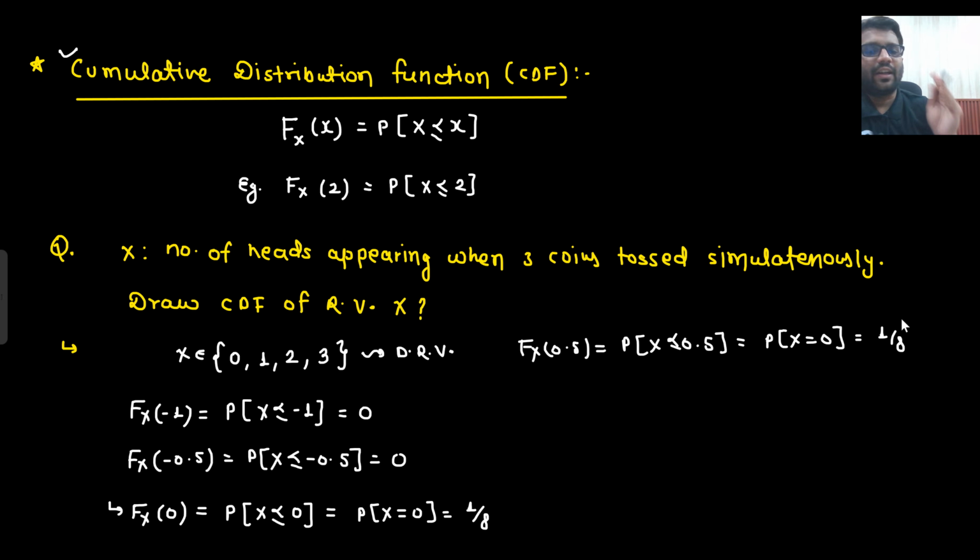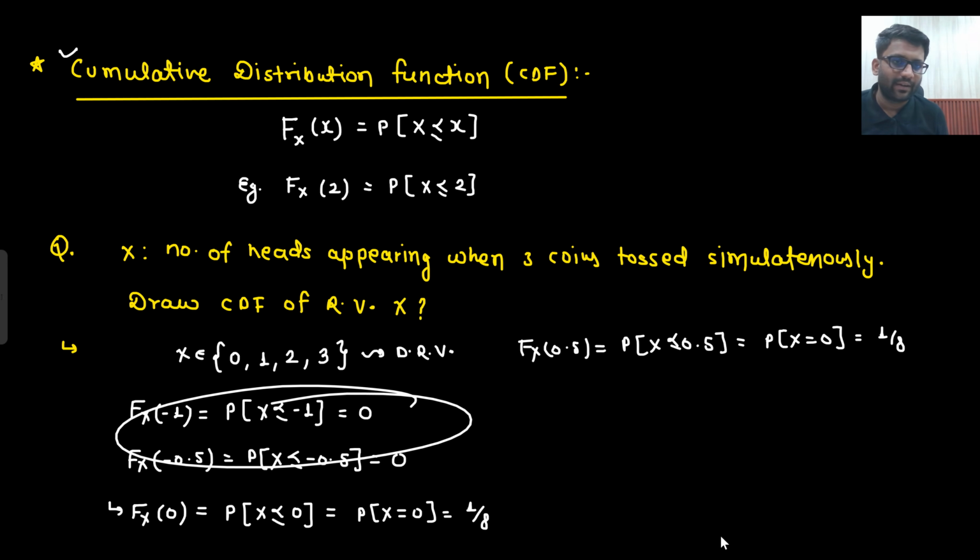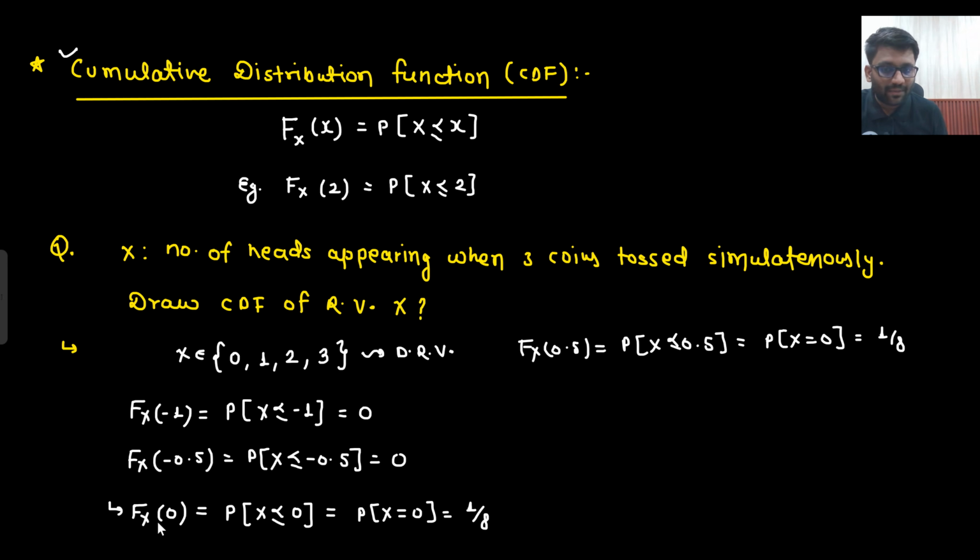So till what point will it remain 1 by 8? You let me know. Look, if your x was less than 0, the probability was 0 only, right? Don't care about that. When it became equal to 0, it became equal to 1 by 8. When it was 0.5, again it is 1 by 8 only, because the probability of x taking values less than or equal to 0.5 would be equal to x equals 0 only, right?